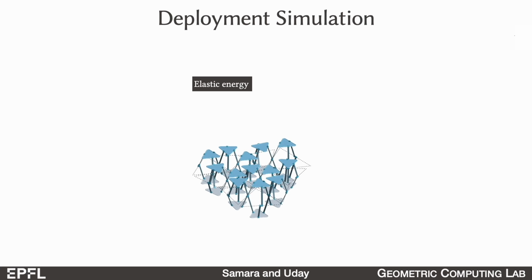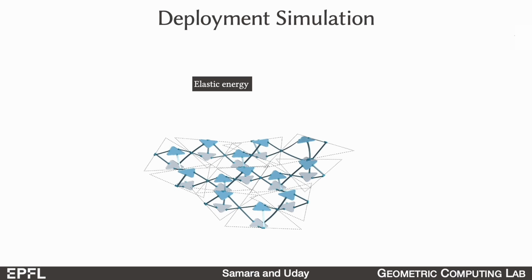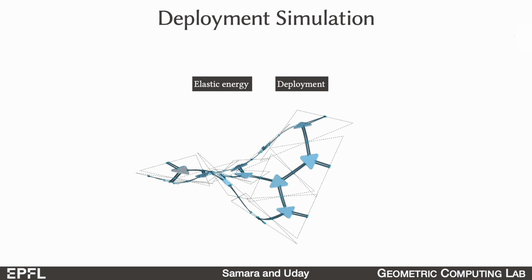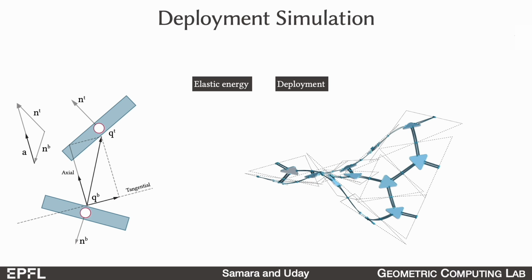To simulate the deployment of an umbrella mesh, we want to minimize the total elastic energy stored in the structure. Then we need a term to model the actuation, using which we want to drive the distance between the top and bottom plates, or the plate separation, to a target value. For this, we attach a virtual linear actuator to each umbrella unit.